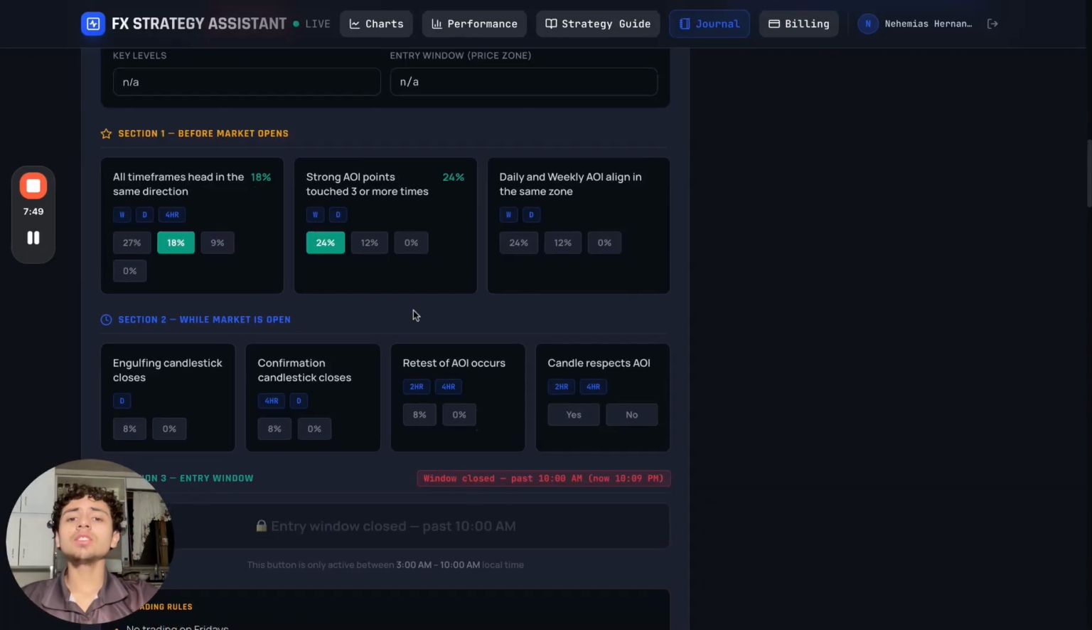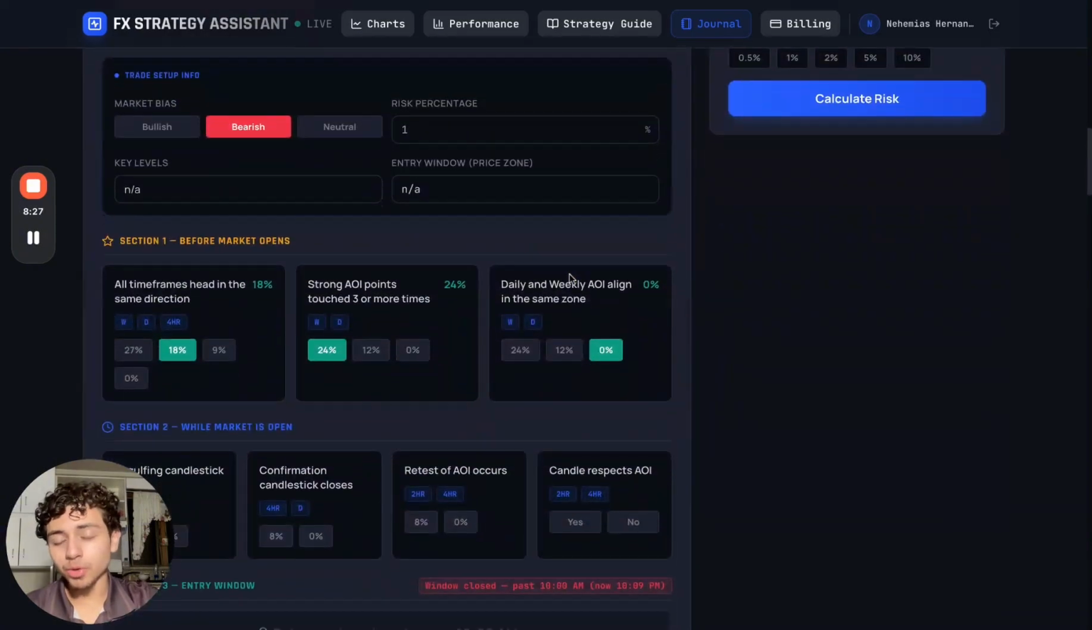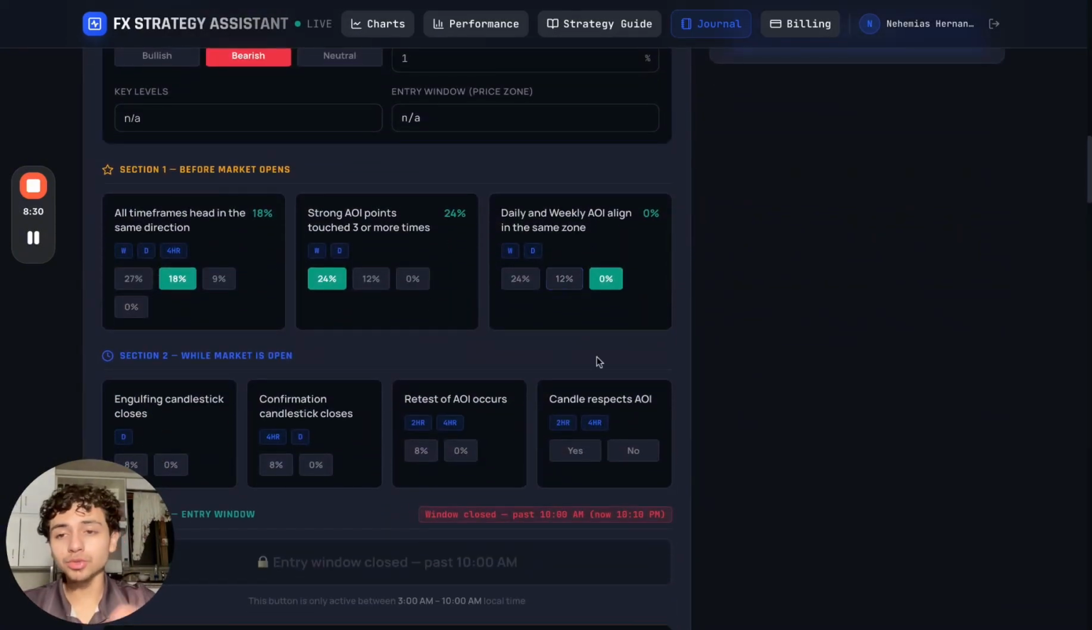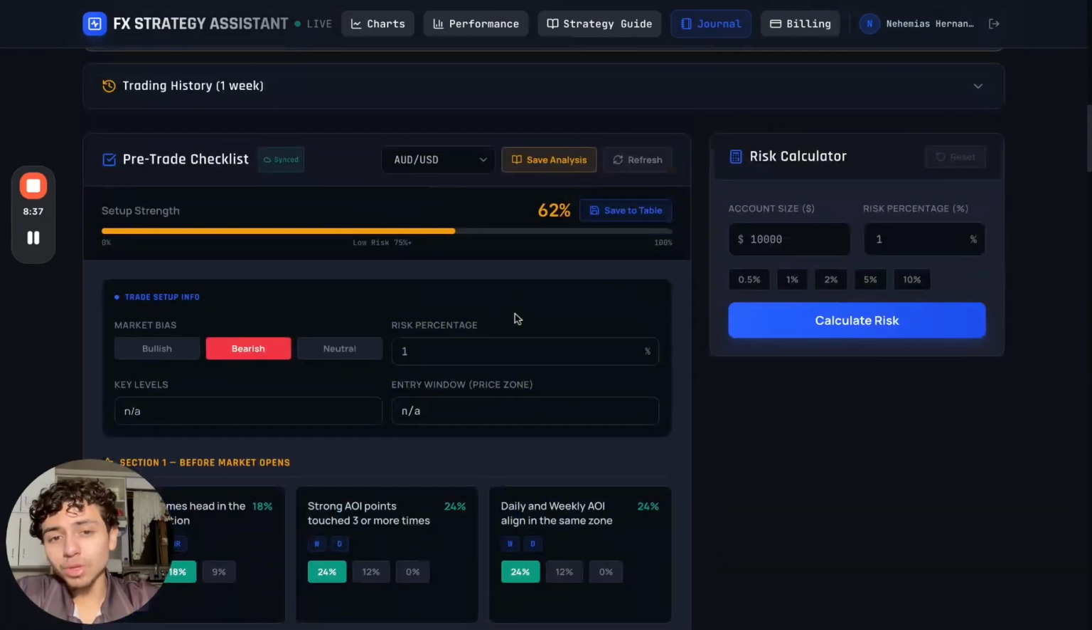So it's a 24%. Now the daily and weekly areas of interest align in the same zone. What does that mean? It means what it says right there, that the daily area of interest is so close or almost in the same area as the weekly area of interest. And if it is, that adds a point, so that would be a 24%. If it's not really there but it's kind of close, you would put a 12%. But if they don't align at all, they don't touch, they're not nearby, it's a 0%. So this market, before the market opens, because you study the markets on Saturday and Sunday, that will give it a 39. But let's say they did align, that will give it a 62.